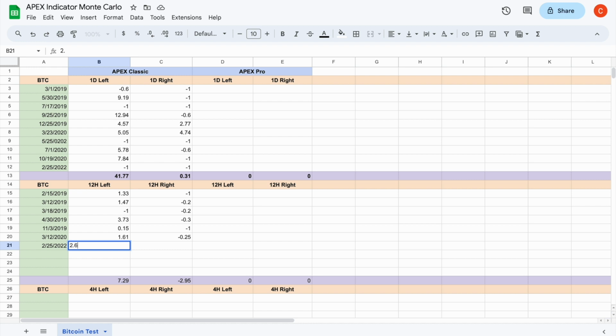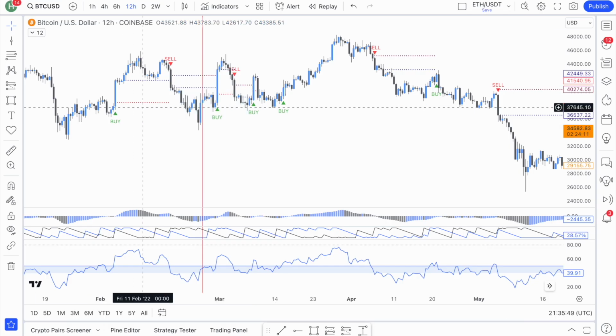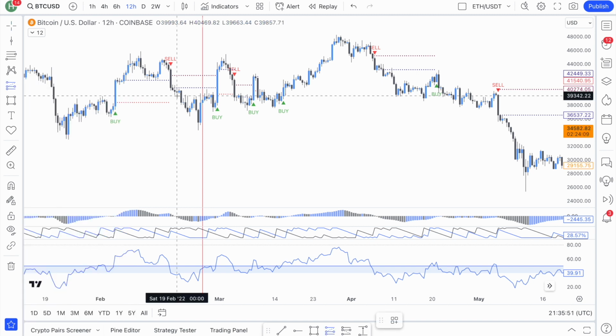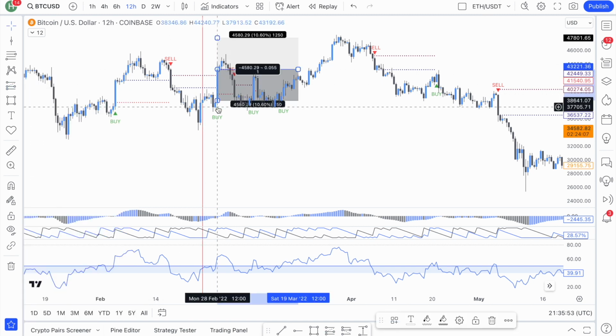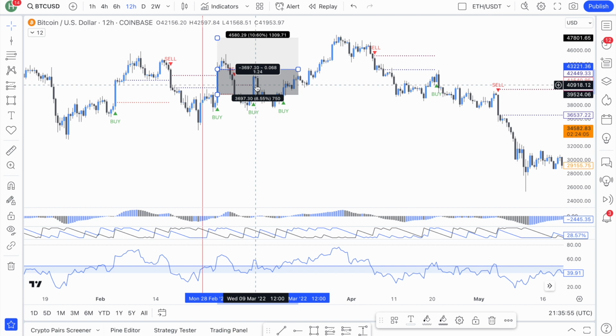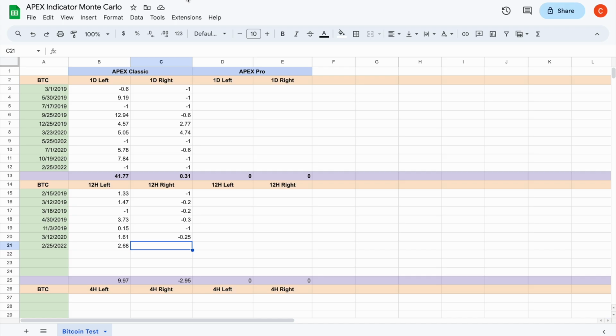So 2.68. And this is one reason I'm glad this happened, because even though this is the same date, we got two different effects. We got -1 on the daily, but we got 2.68 on the 12-hour. So this is one reason why I want to show you these different places in the same areas, because they do have different effects. So that's one. So we'll go on to the next one. Long position here. Looks like it would have been underwater for sure. And let's just say -6.